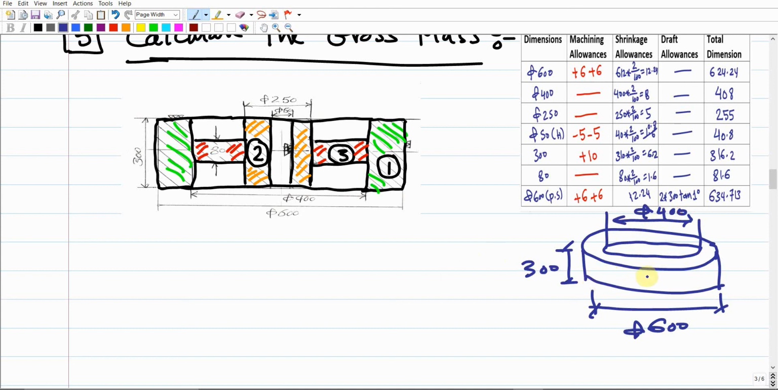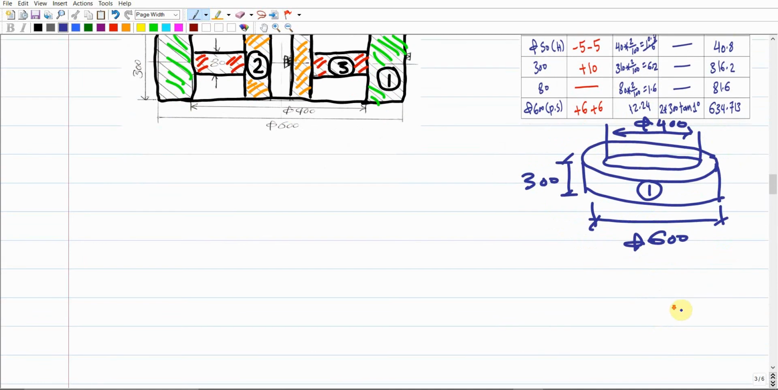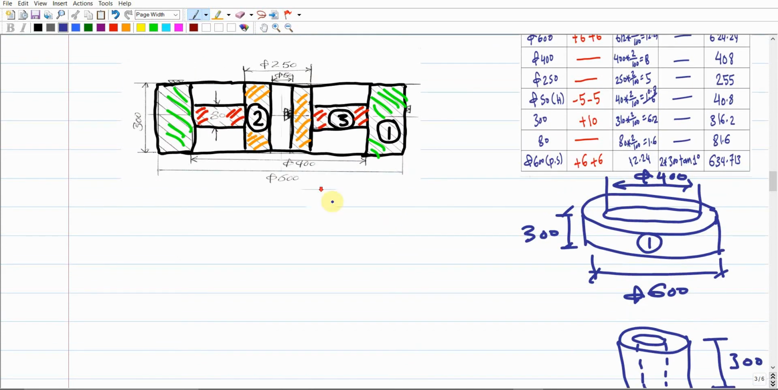So if I ask you this, it should be like volume 1. Now let us draw again the volume 2. Volume 2 should be the hub, which is going to be a cylindrical shape with an internal cylindrical hole as well. It's going to be in this way. The height of this hub should be 300 as well, right? The total height is 300.